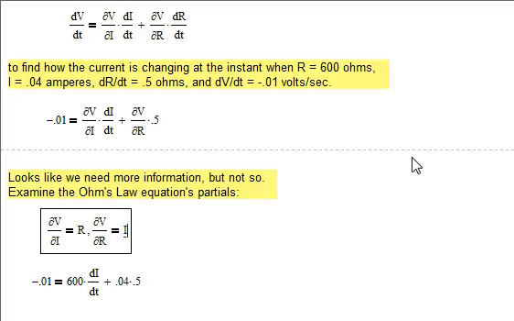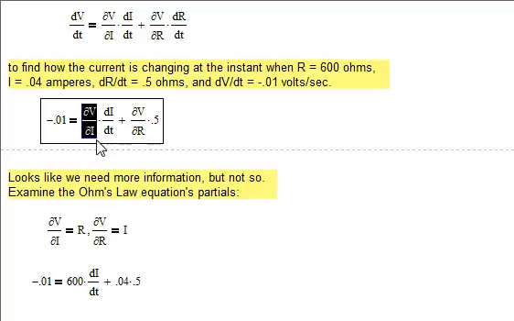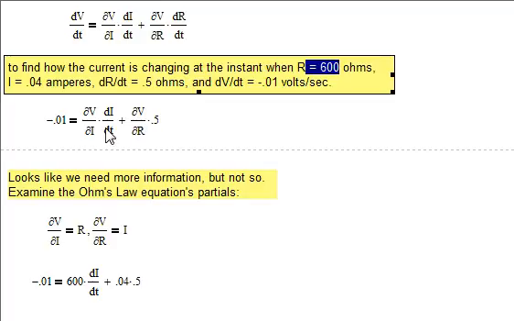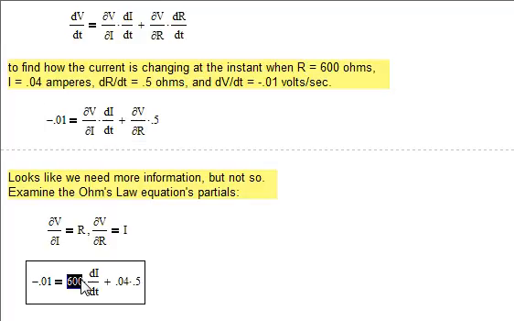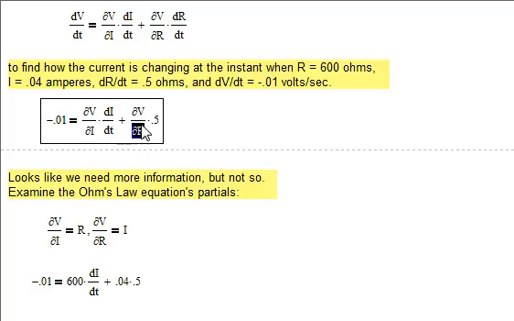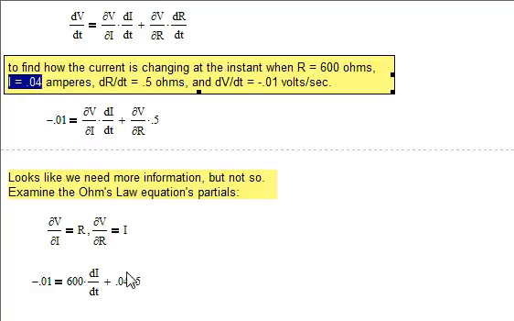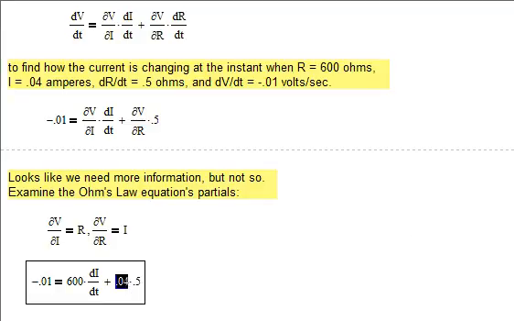Now, what does that mean for us? That means that the partial of V with respect to I is R. That's 600. So we can now fill in 600 here where we had the partial of V with respect to I. The partial of V with respect to R equals I, and that was given as 4/100ths of an ampere. So there, that is easily filled in.